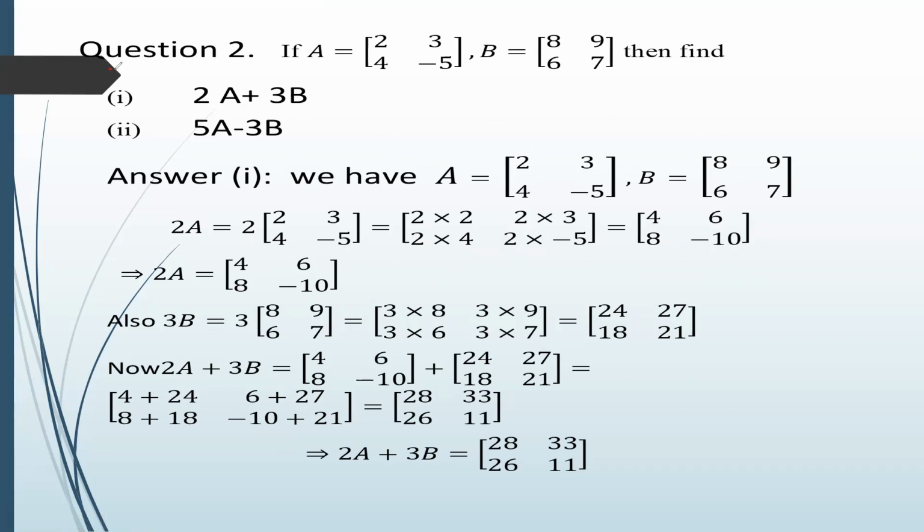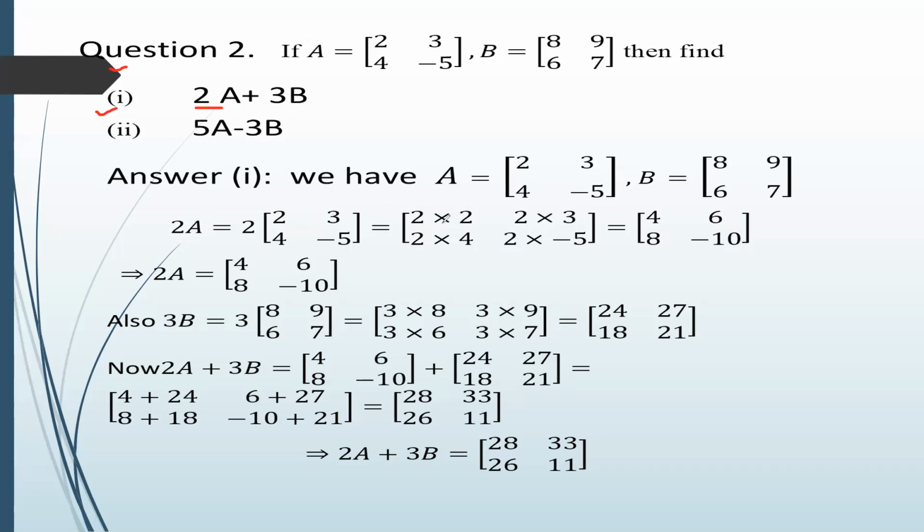Here it is given that A is this one and B is this one, and we have to find 2A plus 3B and 5A minus 3B. So now we go for the first part, which is we have to find 2A plus 3B. So first we calculate 2A. So this is multiplication by scalar. It means when we multiply a scalar with a matrix, we multiply each element of the matrix by that scalar.